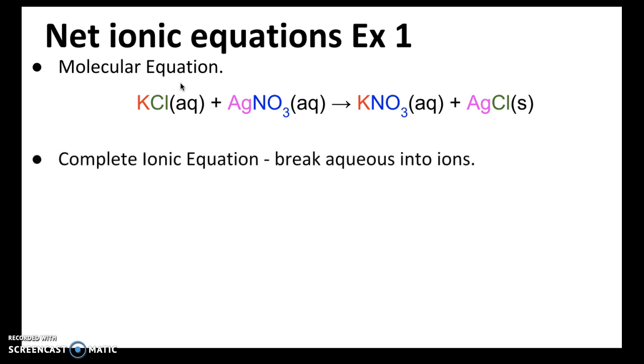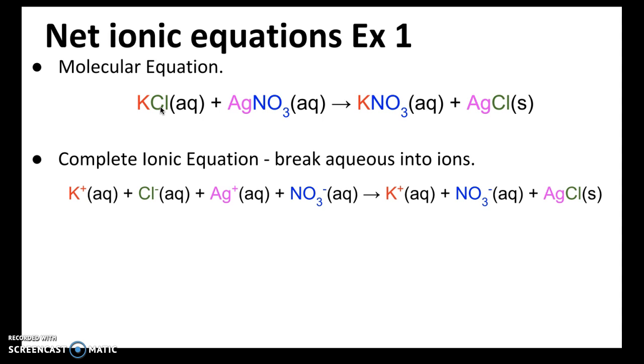The next step is to write what's called a complete ionic equation. And for this, what you're going to do is break everything that's aqueous down into its ions. So for example, potassium chloride, it's in an aqueous phase, so we're going to break it into ions. Silver nitrate, it's in an aqueous phase, so we're going to break it into ions. Potassium nitrate, it's in an aqueous phase, so we're going to break it into ions. But silver chloride is solid, so we're going to keep it in its molecular form. And essentially what that means is we're going to keep it as is. So what's it look like when we break everything else down into ions?